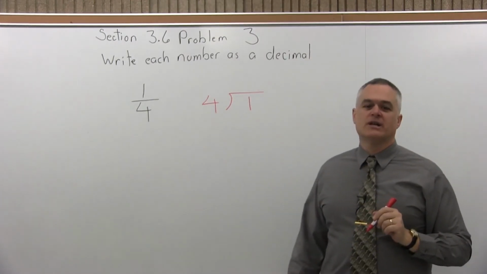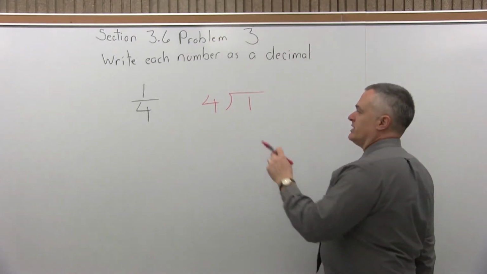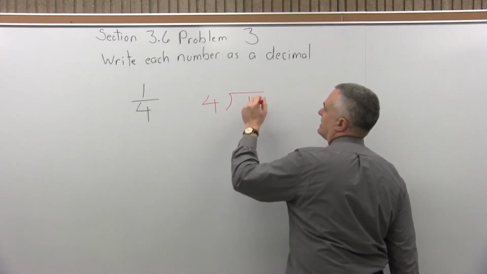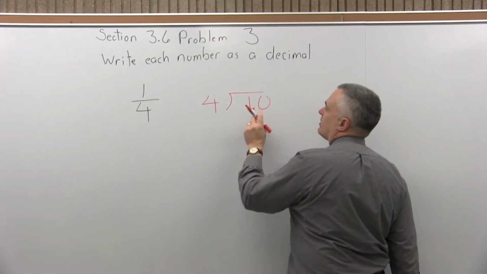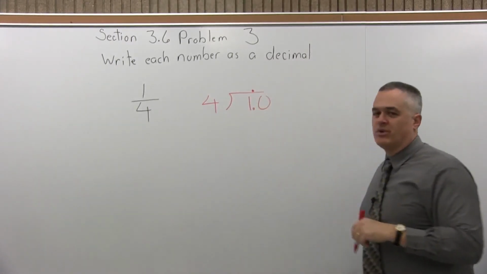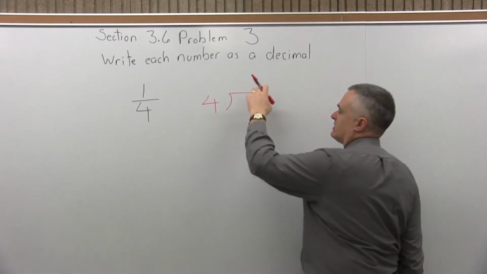So I have 4 divides into 1. So 1 is just simply not big enough for 4 to divide into. So what you have to do, pretend it's a 10. You write it as 1.0, but you just kind of pretend the decimal is not there. You bring it straight up into where the answer is going to be.